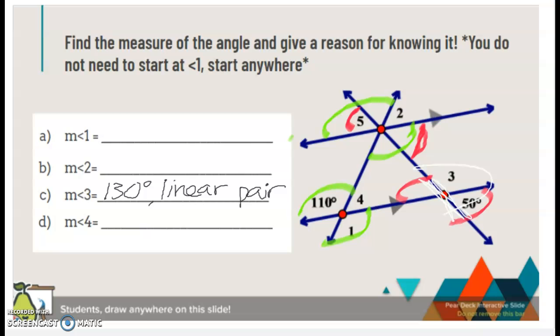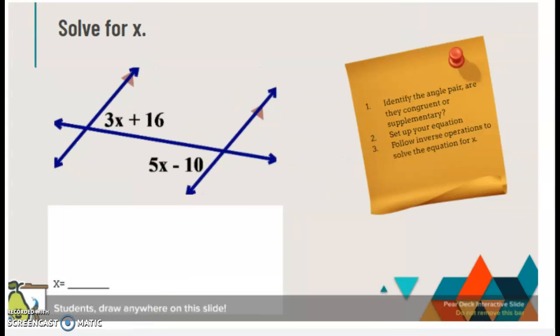All right, so here we have a more simple diagram, and we have x, we have expressions, so we're going to need to write an equation. This should look like what we were working on in Unit 1. And so first I'm still going to use my color coding strategy to help me set up the equation. So I go through all of that and I see that 3x plus 16 is the same color as 5x plus 10. The first thing I would want to do, and I wrote some steps over here, is identify the angle pair.